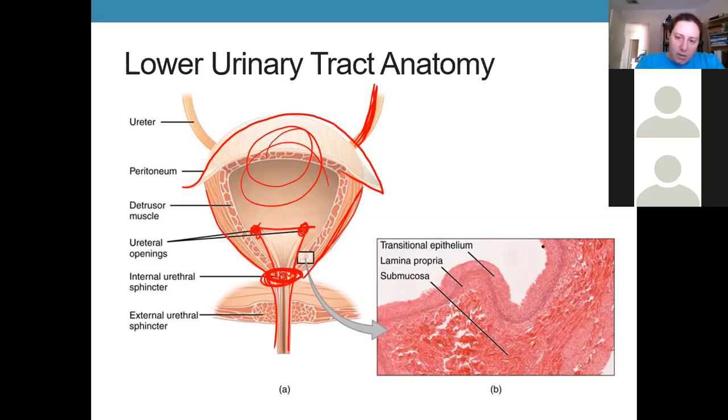And then this is showing you what the transitional epithelium looks like. So it looks thicker when the bladder is mostly empty, and then it looks thinner as the bladder expands, but it always maintains a waterproof nature so that urine can't leak out of the bladder walls.